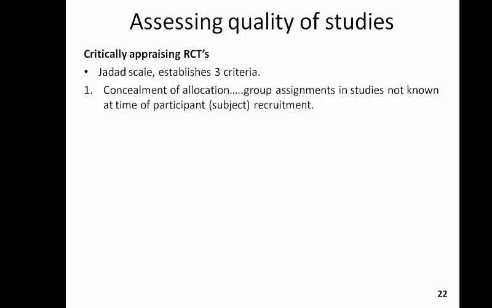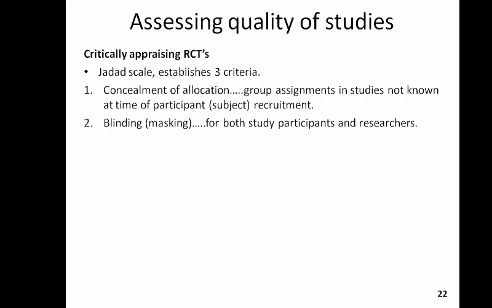What were those group assignments known at the time of participant or subject recruitment? The second important criteria to establish the quality of the RCT was blinding or masking. These terms are used interchangeably, and this refers to the research participants and to some extent the actual investigators not being aware of whether a participant was assigned to a particular experimental treatment, and so that's where the placebo condition comes into play.